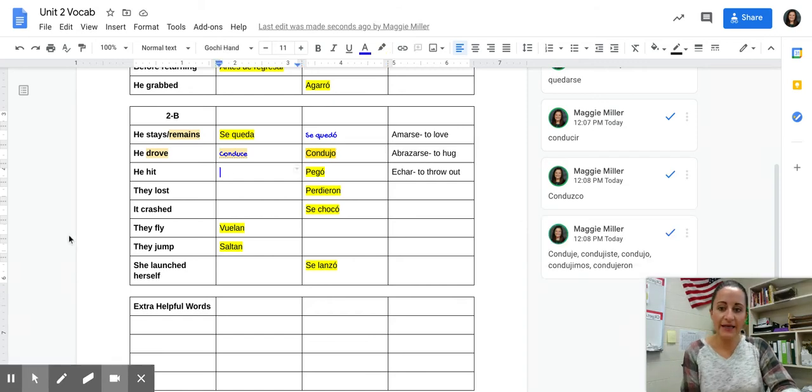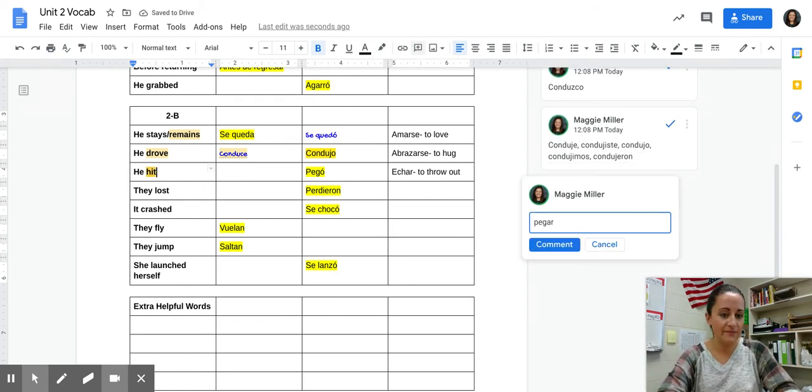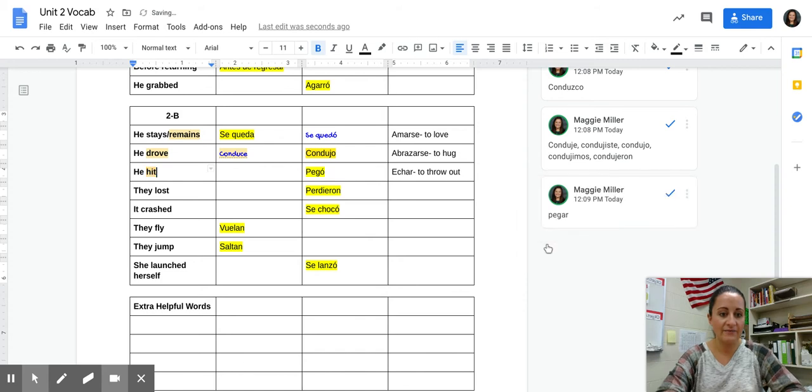All right, the next one is he or she hit. Pegó. This is a regular verb. Now let's look at that ending. O with the accent tells us what? Tells us this is an AR verb. So what is to hit? Pegar. Pegar means to hit.